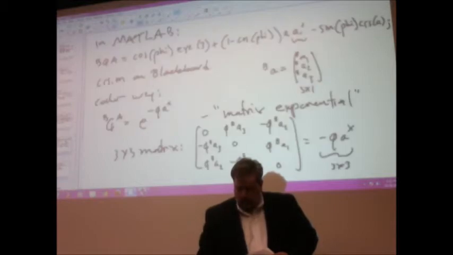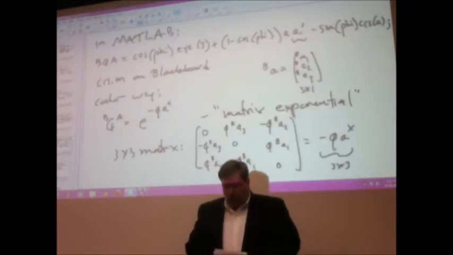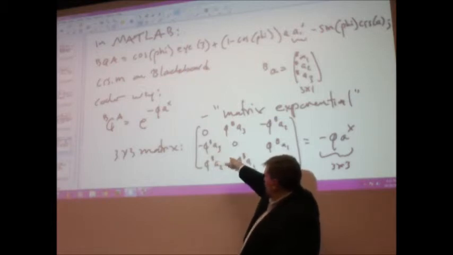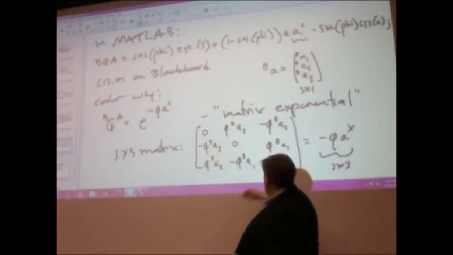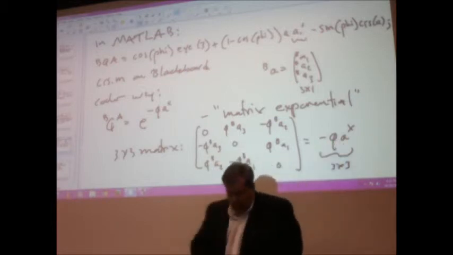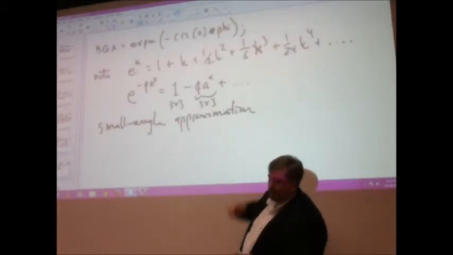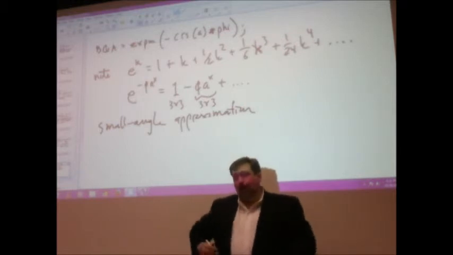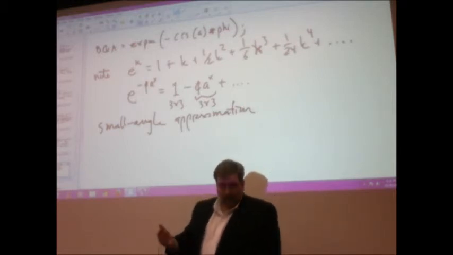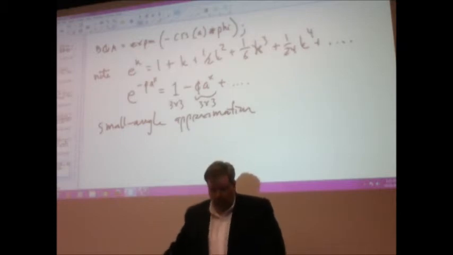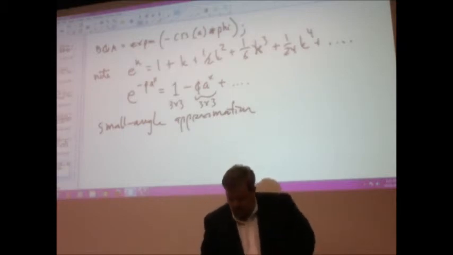Okay, going back one slide, you see how we had this 3x3 matrix here, that minus phi a cross, and there's zeros in the diagonal? That's this part right here. That is actually one of the terms in this expression we just wrote down. So in fact, if you already have phi and a, you could get a pretty close approximation of the direction cosine matrix for small angles just by also adding the identity matrix to that. So it looks like this.